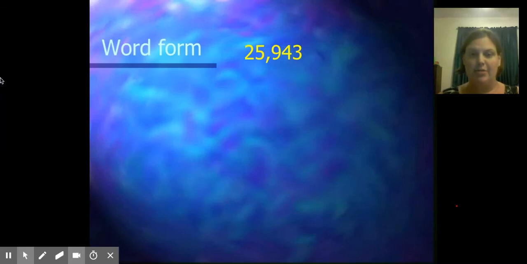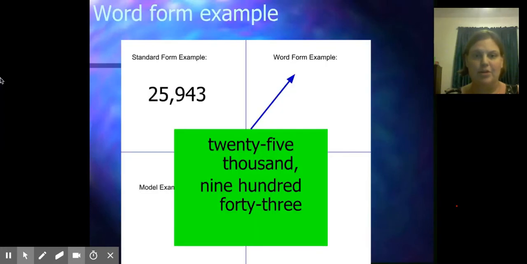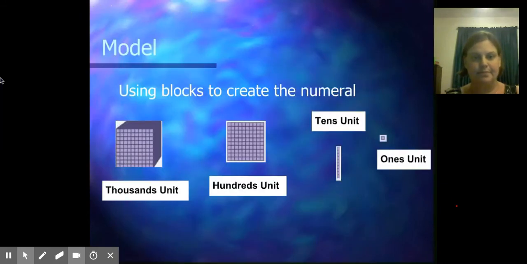The word form of this is 25,943. So keep that in mind, 25,943. That's going in your word form example, 25,943. To make it into a model example, we're going to use these blocks. I have lots at the back of the room if you want to use them for some of the other activities. But we're going to use them with pictures on the virtual piece digitally.